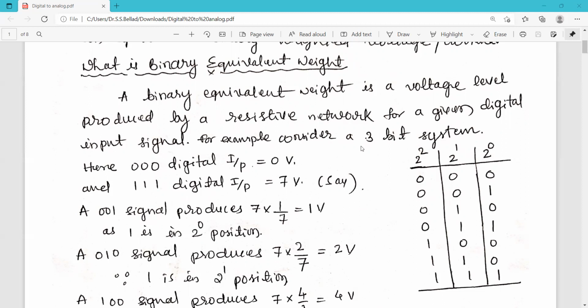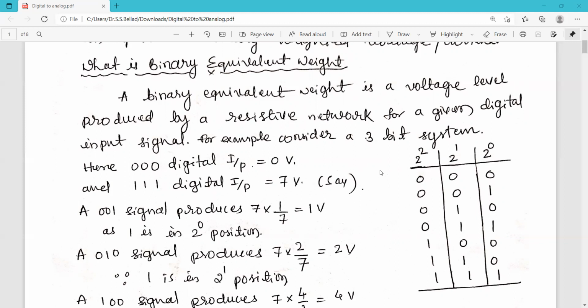So for example, consider a 3-bit system. Why is it a 3-bit system? Because here 3 digital inputs are there. 3 primary digital inputs are there. This is bit 1, this is bit 2, this is bit 3. These bits are nothing but the digital inputs. Here you can give the 3 digital inputs, so it is called a 3-bit system.